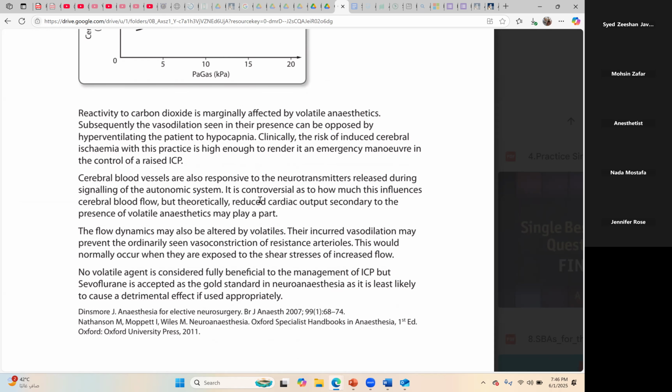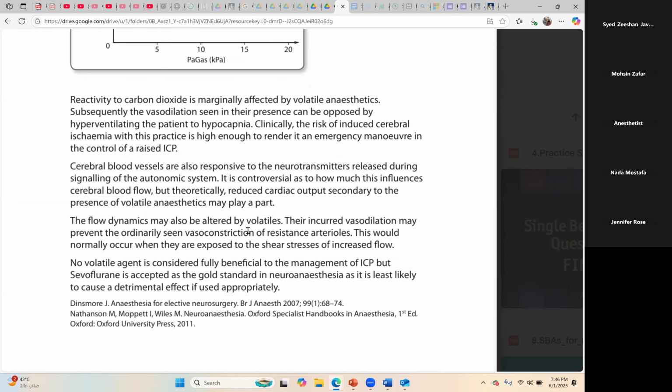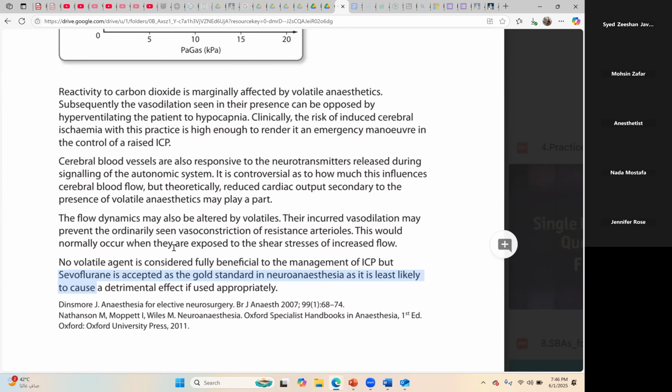Cerebral blood vessels are also responsive to neurotransmitter release during signaling of the autonomic nervous system. It is controversial how much this influences cerebral blood flow, though theoretically reduced cardiac output secondary to the presence of volatile anesthetics may play a part. So if the cardiac output is decreased, there is some effect on the signaling of the autonomic nervous system. The flow dynamics may be altered by volatiles. Their induced vasodilatation may prevent the ordinarily seen vasoconstriction of resistance arterioles. This would normally occur when they are exposed to the shear stress of increased flow.